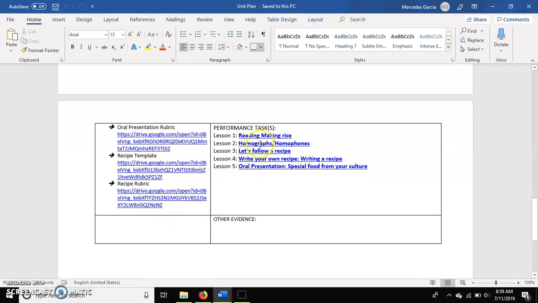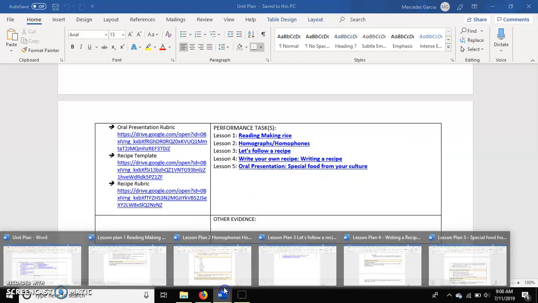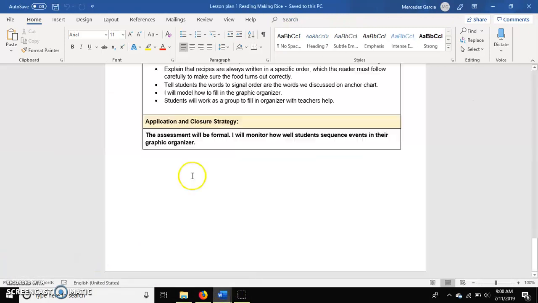Here are the rubrics, which I'll be showing you in a minute. And here are the lessons. Our first lesson is a reading lesson, reading, making rice. Then we have homographs, homophones, comparing and contrasting. Let's follow a recipe is where they follow along. It's also reading. Write your own recipe, writing a recipe. It's my writing portion. Oral presentation, special food from your culture, is the speaking component.